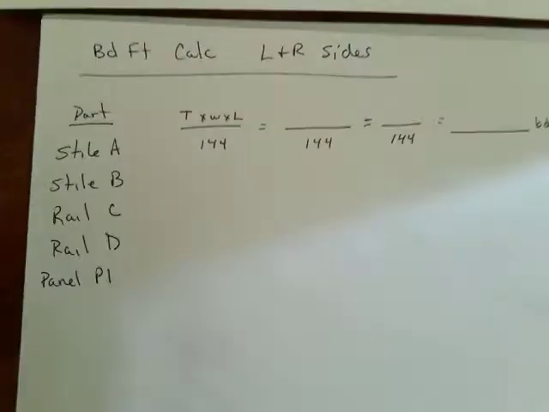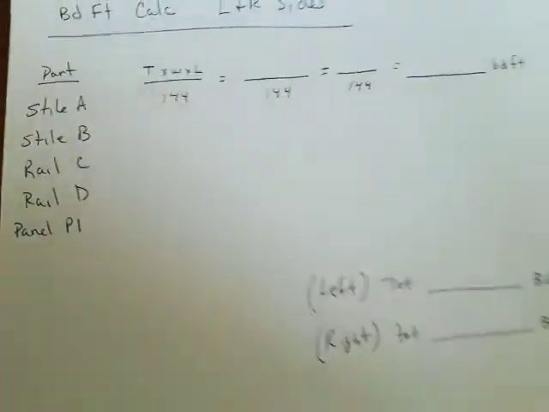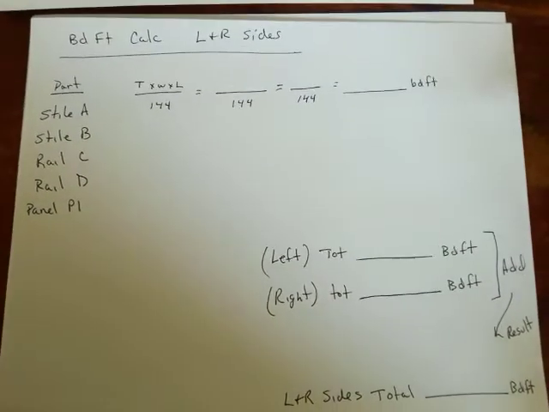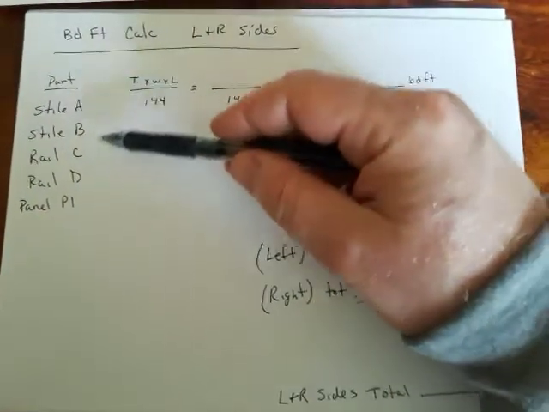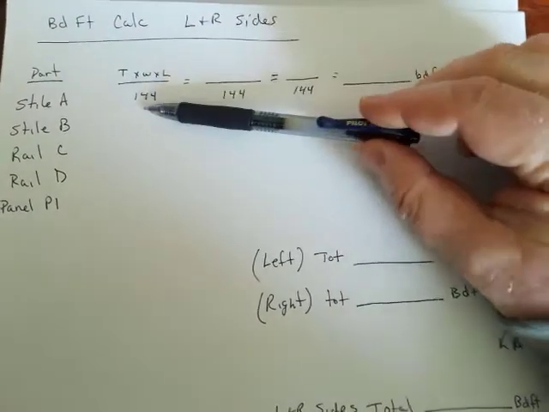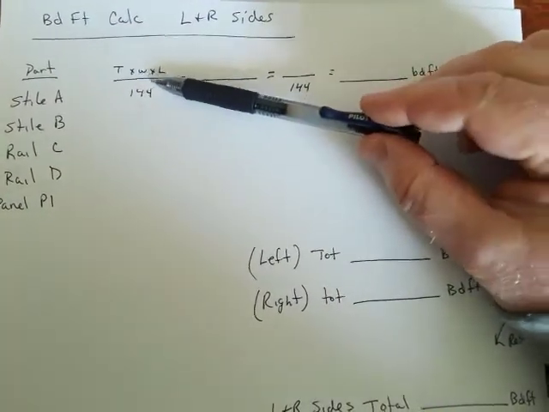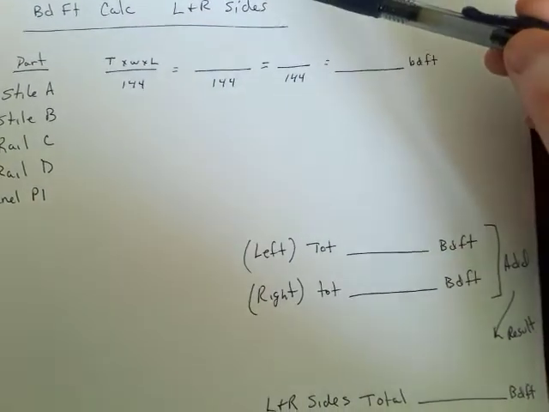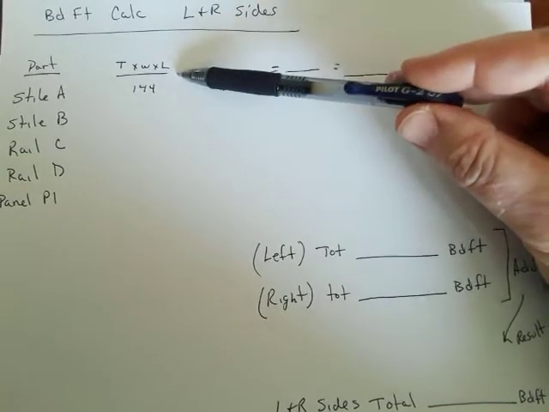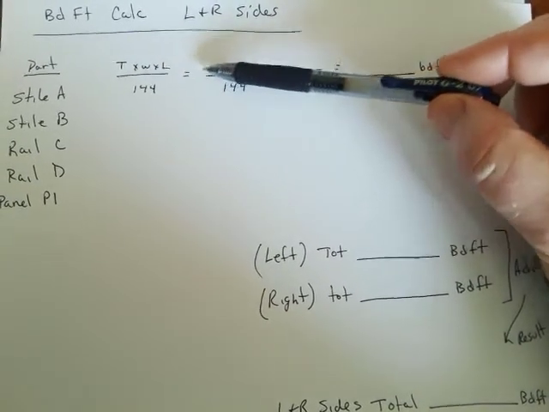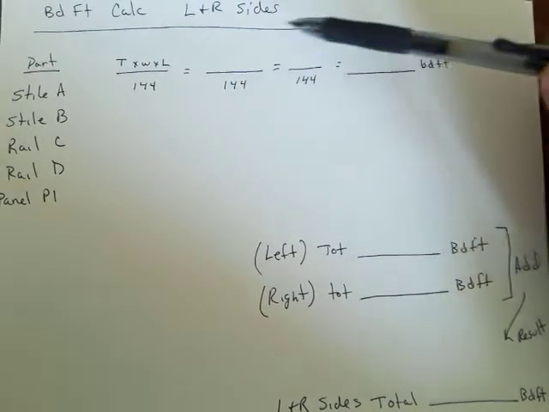All right, now moving on to board feet. Taking a look at this piece of paper here, here's our part over here. We have T, W, and L: thickness, width, and length. You should be able to fill these out for each one of these now. Based on our parts list and our drawing here, you should be able to fill those blanks in. So T, W, and L right in here.